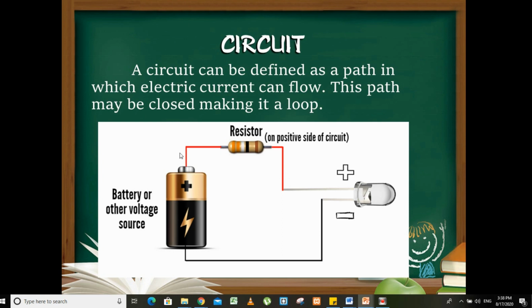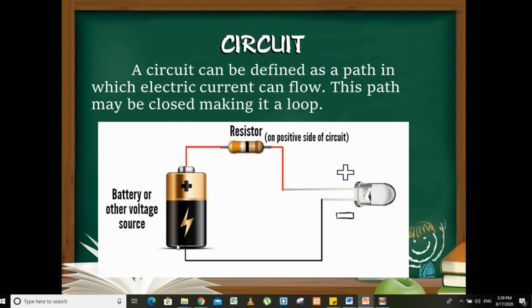So the connector we use here is the wire. A wire connecting the battery down to the resistor to the LED, and the negative side of the battery to the negative side of the LED. As you know, the longer terminal of the LED is always the positive terminal, while the shorter terminal is the negative terminal. The resistor doesn't have negative or positive. You can connect it either way.